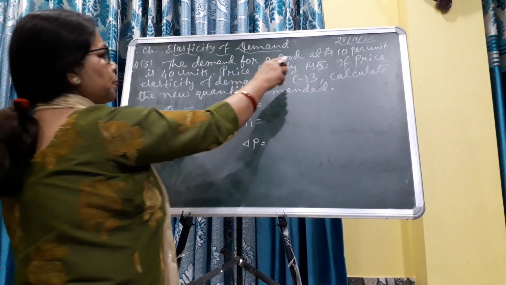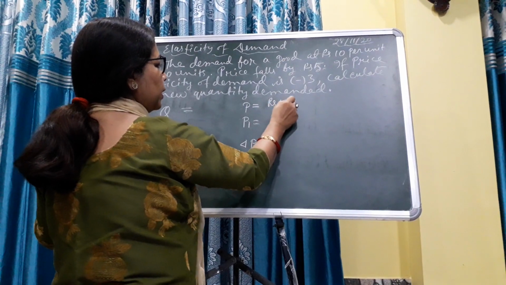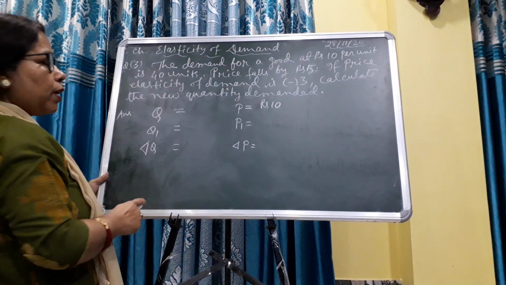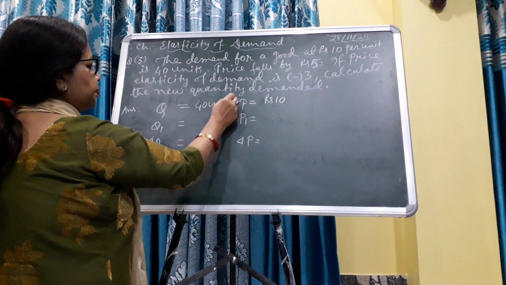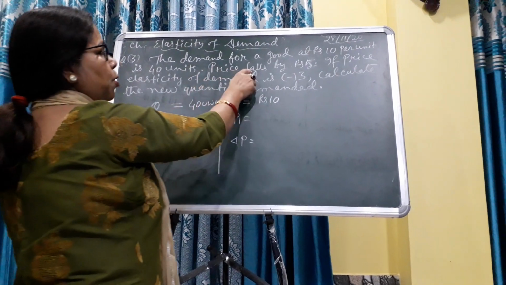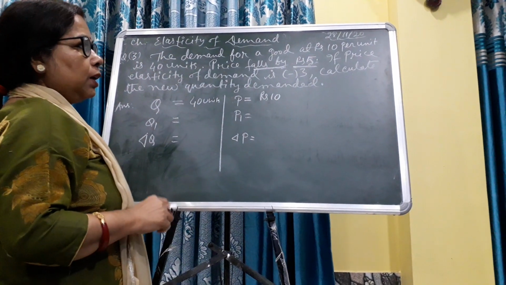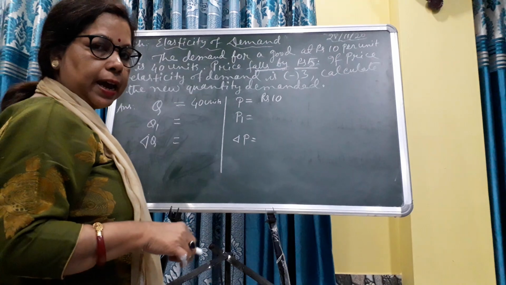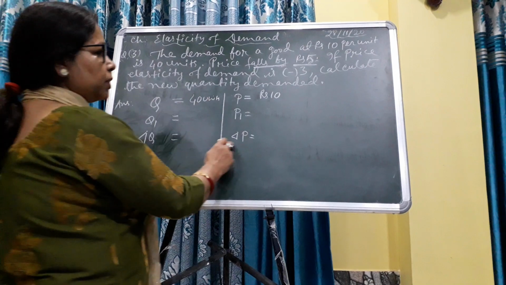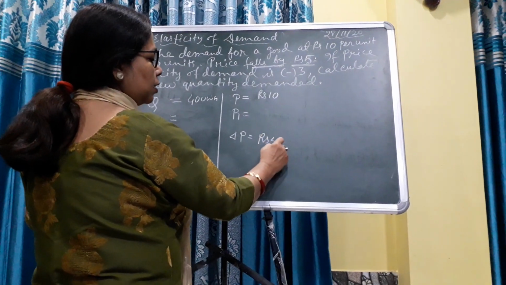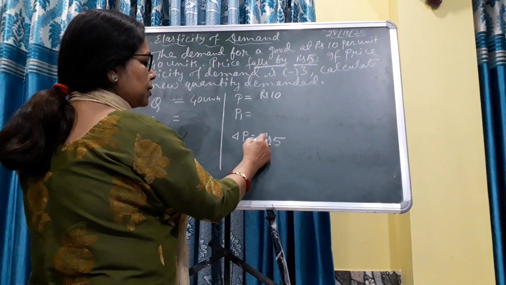So first, rupees 10 per unit: original price is rupees 10. Then 40 units: original quantity is 40 units. Next, price falls by rupees 5. When it is written falls by, this means change in price. Falls by rupees 5, so change in price is rupees 5, and falls means minus, so you write a minus sign here.